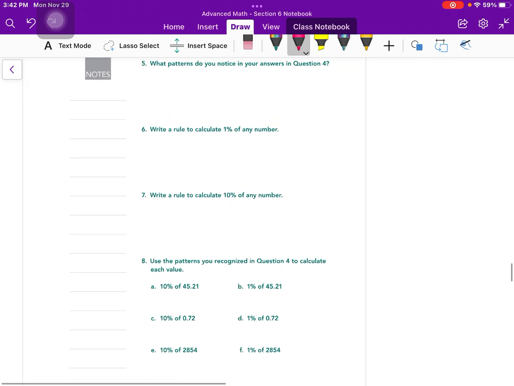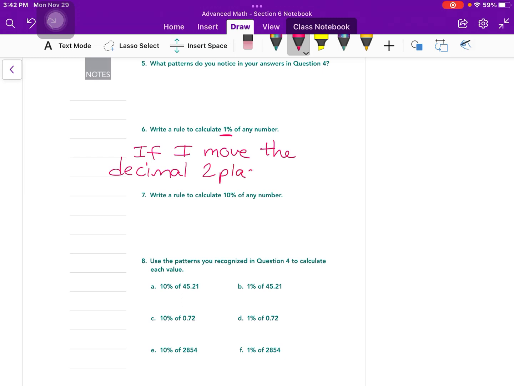Interesting. All right. Well, what's a rule then to calculate 1% of any number? Well, if I move the decimal two places left, I'll have 1% of the number.